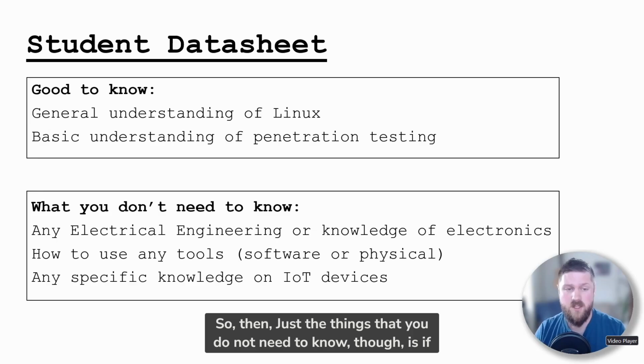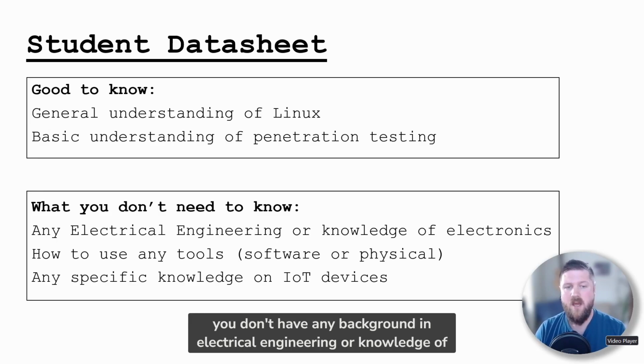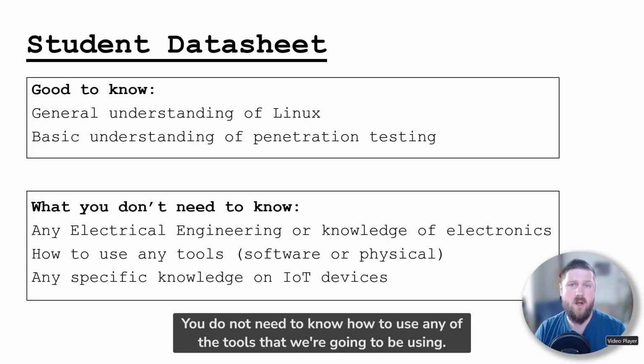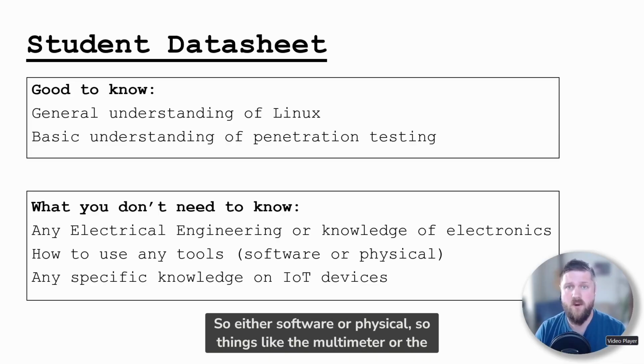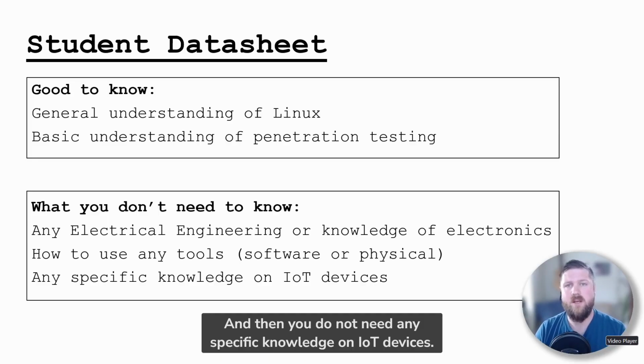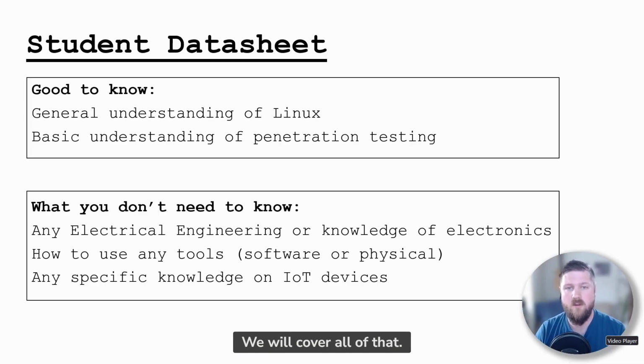So then just the things that you do not need to know, though, is if you don't have any background in electrical engineering or knowledge of electricity or electronics, that's okay. We'll cover all of that. You do not need to know how to use any of the tools that we're going to be using, so either software or physical, so things like the multimeter or the logic analyzer. We'll go over all that. And then you do not need any specific knowledge on IoT devices. We will cover all of that.